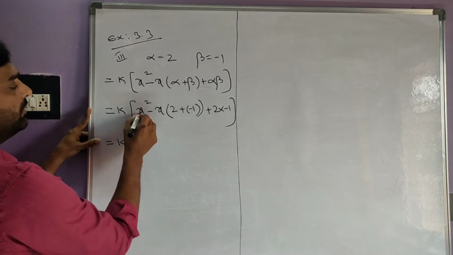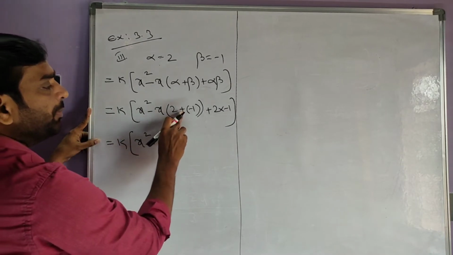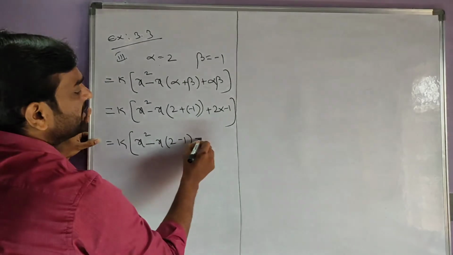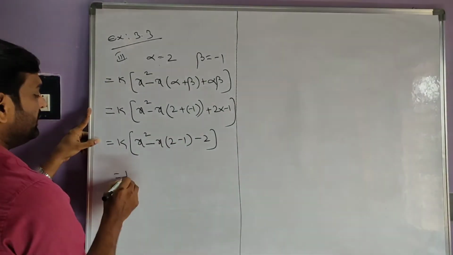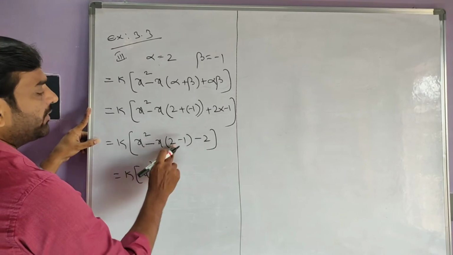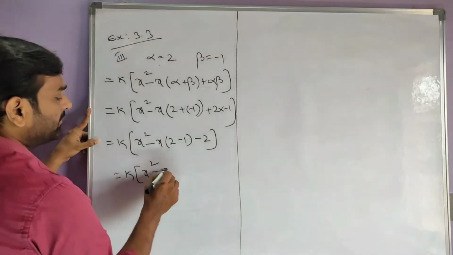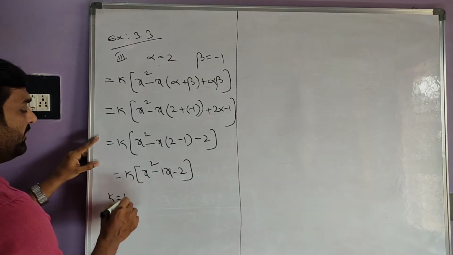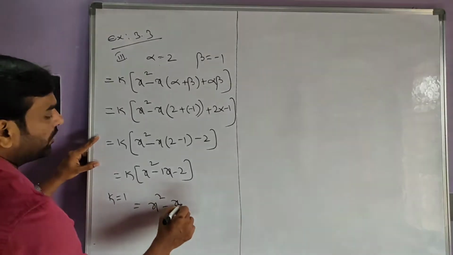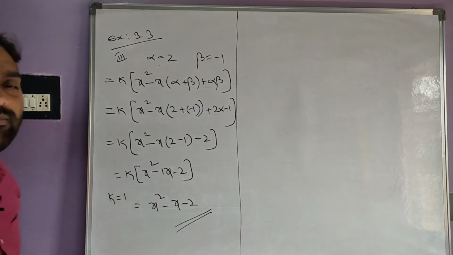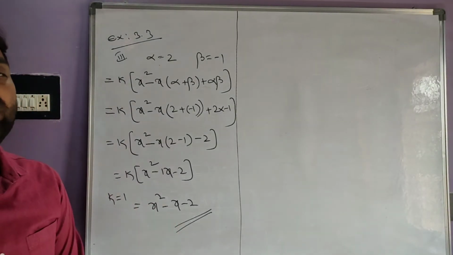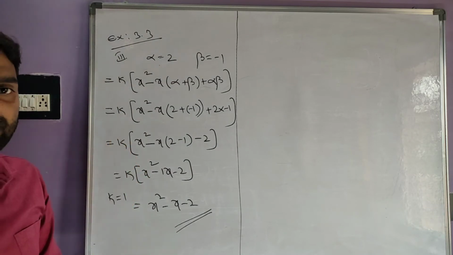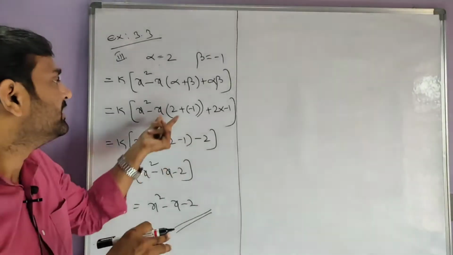k of x square minus (sum) x plus (product): x square minus x minus 2. Totally we got k of (x square minus x minus 2). Here the k value is 1. If k value is 1, then you will get the quadratic polynomial x square minus x minus 2. That is the quadratic polynomial if alpha and beta roots are given individually. This is the process. Same process in the second bit.